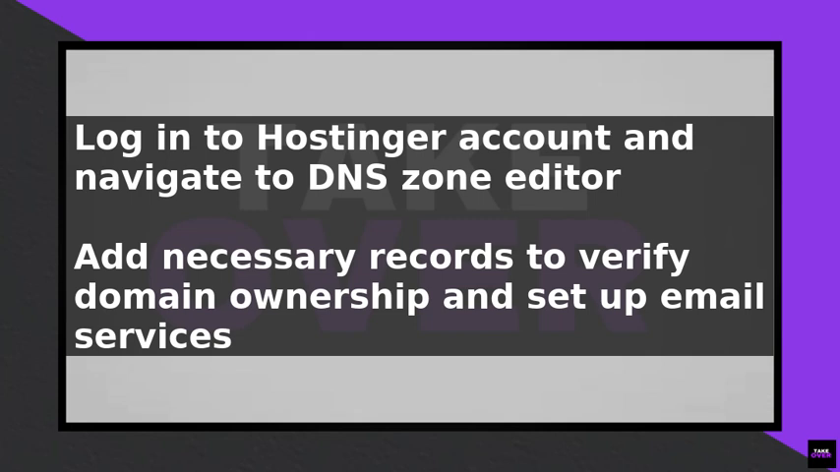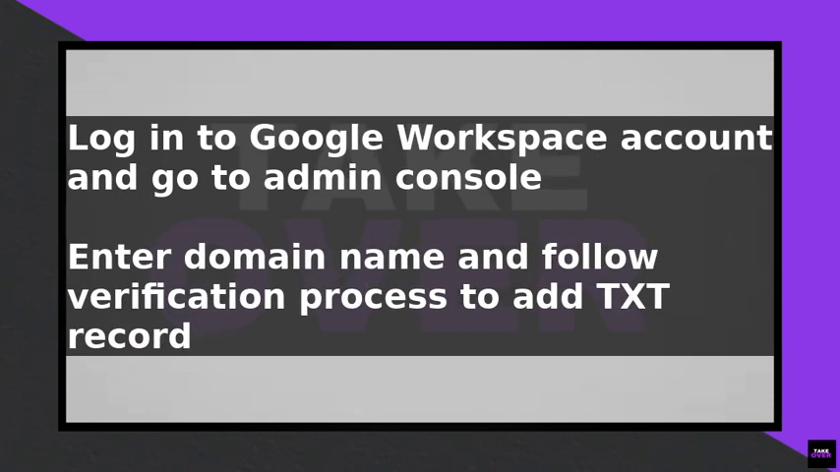The DNS Zone Editor is where you manage your domain's DNS records, which are crucial for connecting Google Workspace to Hostinger. In the DNS Zone Editor, you will add the necessary records to verify your domain ownership and set up email services. Next, log into your Google Workspace account and go to the Admin Console.